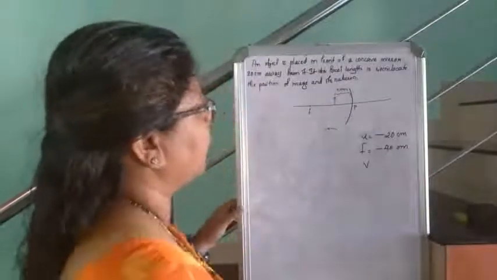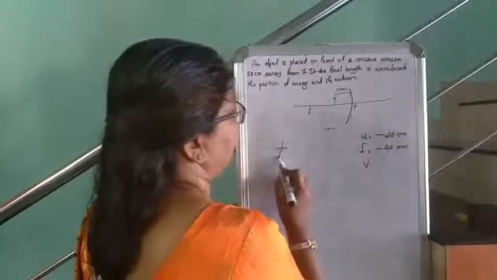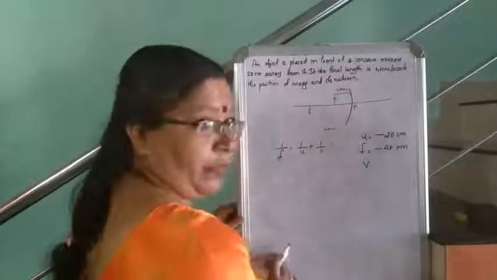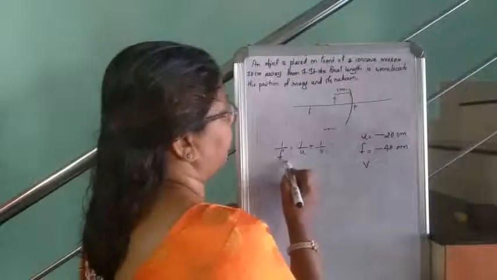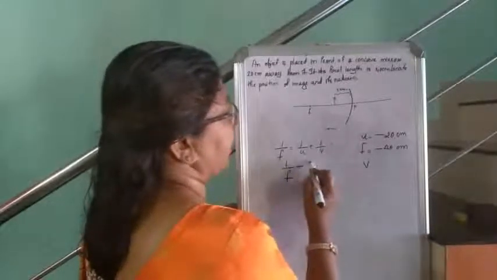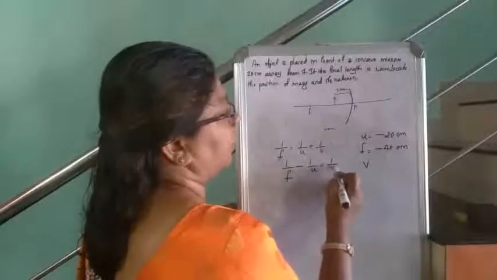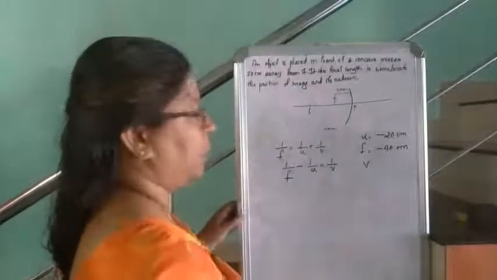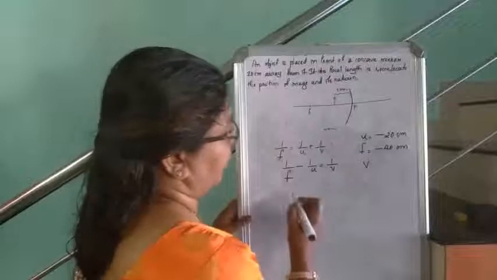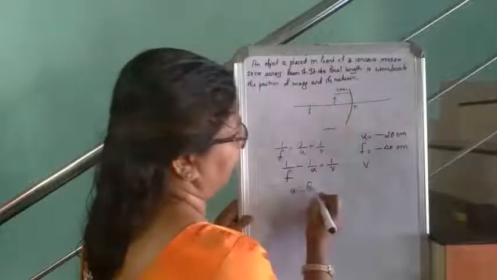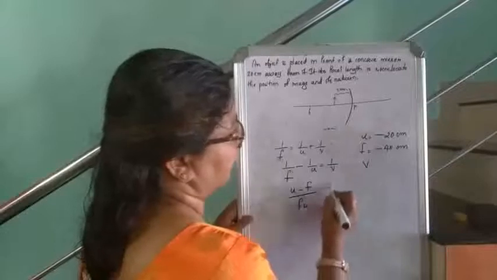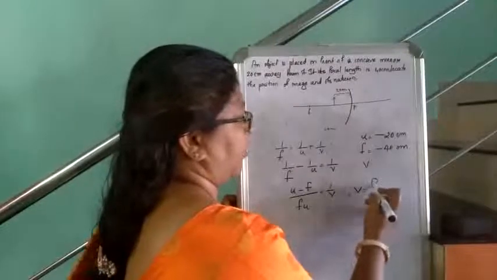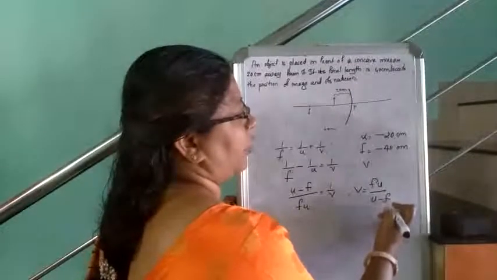How will you find? What is the mirror equation? 1 by F is equal to 1 by U plus 1 by V. You have to find out V. So what will you do? 1 by F minus 1 by U is equal to 1 by V. So clear for you? 1 by U goes to this side. So you can cross multiply. U minus F by FU is equal to 1 by V. So by reciprocating it, you will get V is equal to FU by U minus F.